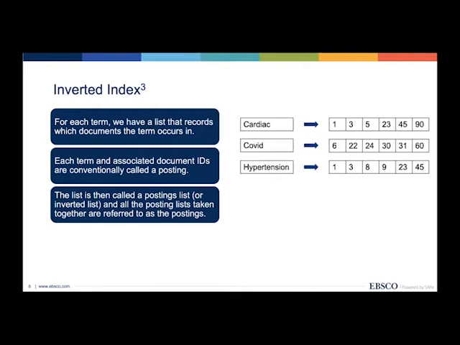And so each term and its associated document IDs are conventionally called a posting. And so this list is called a postings list, and all the postings lists taken together are referred to as postings. And so the benefit of an inverted index is that you can avoid linearly scanning the text for these terms. So you increase the speed of your queries.